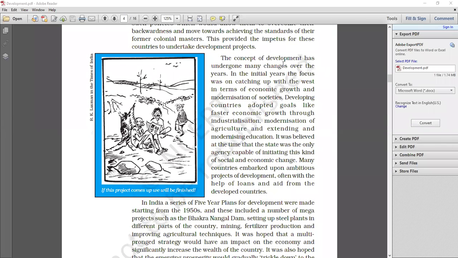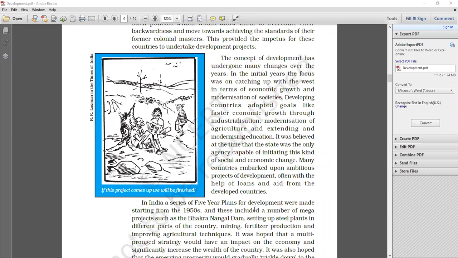Now, the concept of development has undergone many changes over the years. In the initial years, the focus was on catching up with the West in terms of economic growth and modernization of societies. Developing countries adopted goals like faster economic growth through industrialization, modernization of agriculture, and extending and modernizing education. It was believed at the time that the state was the only agency capable of initiating this kind of social and economic change. Many countries embarked upon ambitious projects of development, often with the help of loans and aid from the developed countries.